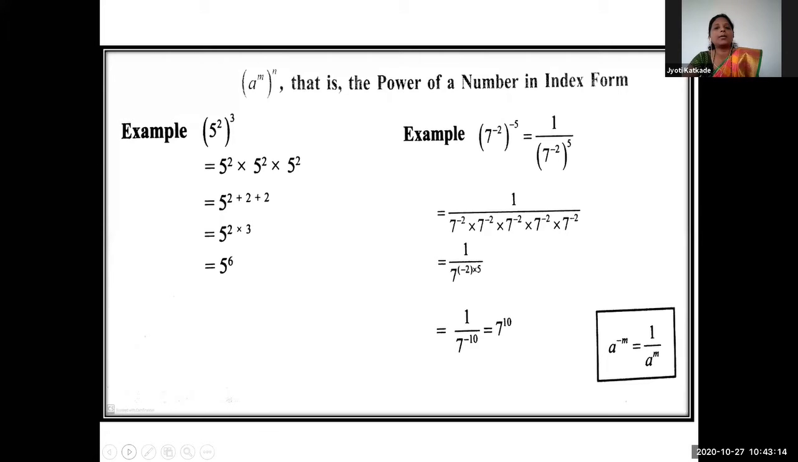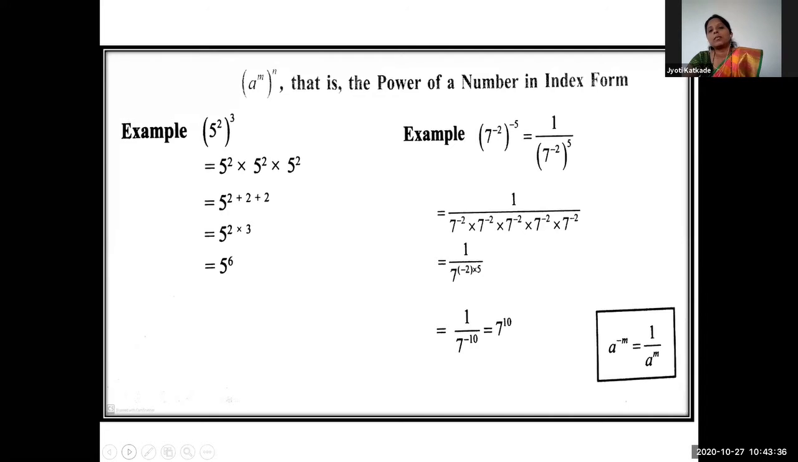If we add 2 three times, we get 2 plus 2 is 4, 4 plus 2 is 6. So we take 3 time multiplication of that same number, and also we get the same answer, 6. So take 5 raised to 2 into 3. So our answer is 5^6.